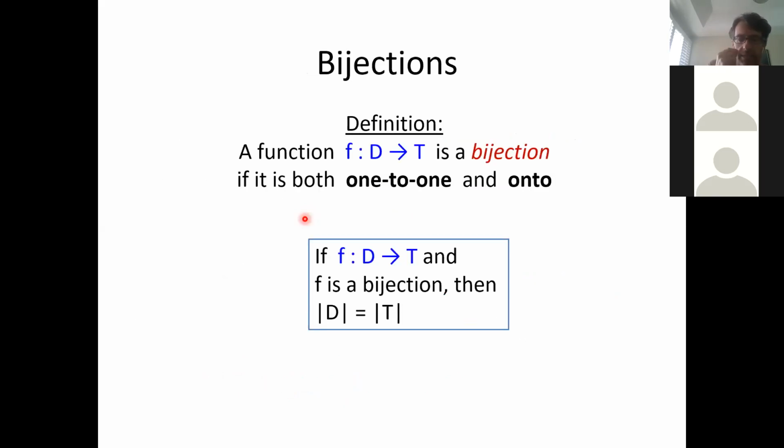And then this goes back to the beginning of the talk, where I talked about bijections between, let's say, all natural numbers and all integers. So they can be placed into a bijection.